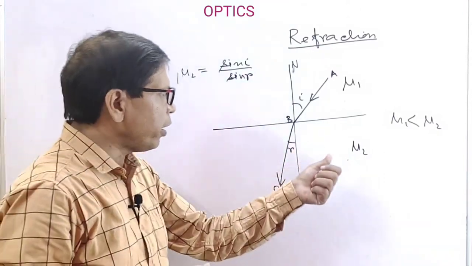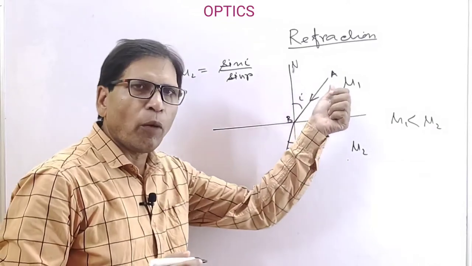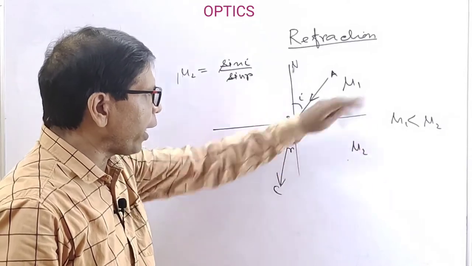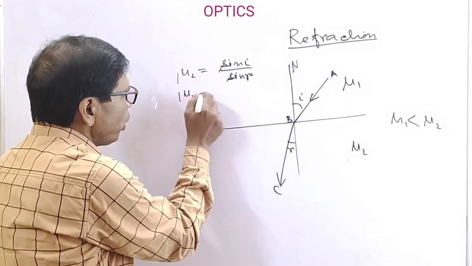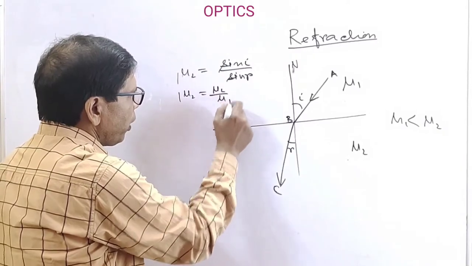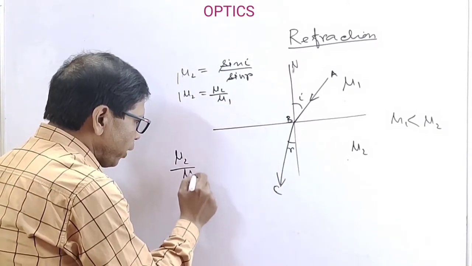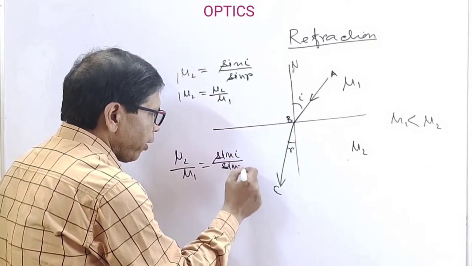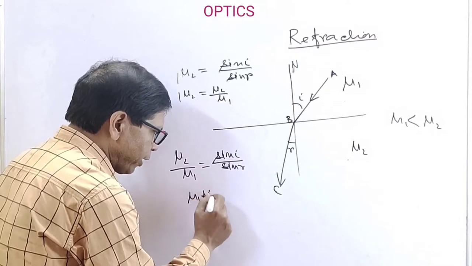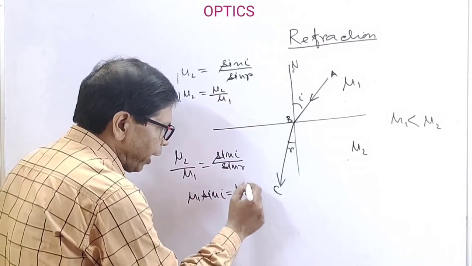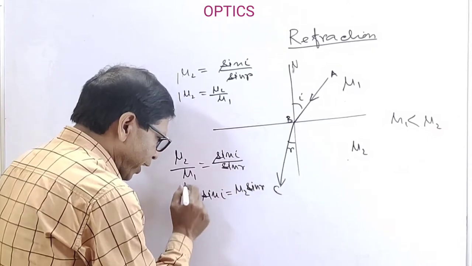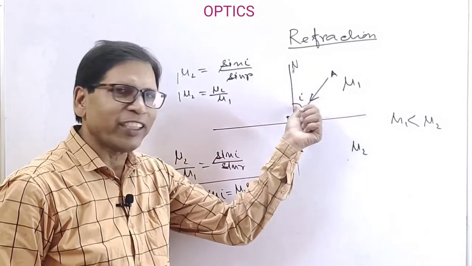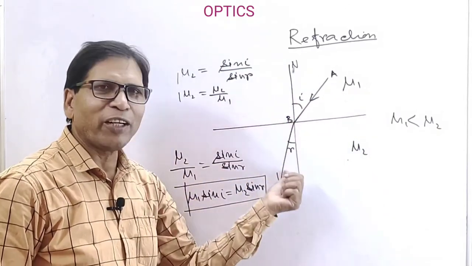Look at this, here refractive index of 2 with respect to 1 equals refractive index of 2 by refractive index of 1. So 1 mu 2 equal to mu 2 by mu 1. Now mu 2 by mu 1 equals sin i divided by sin r. Therefore mu 1 sin i equal to mu 2 sin r. This is known as generalized Snell's law. Look at this, mu 1 into sin of this angle equal to mu 2 into sin of this angle.